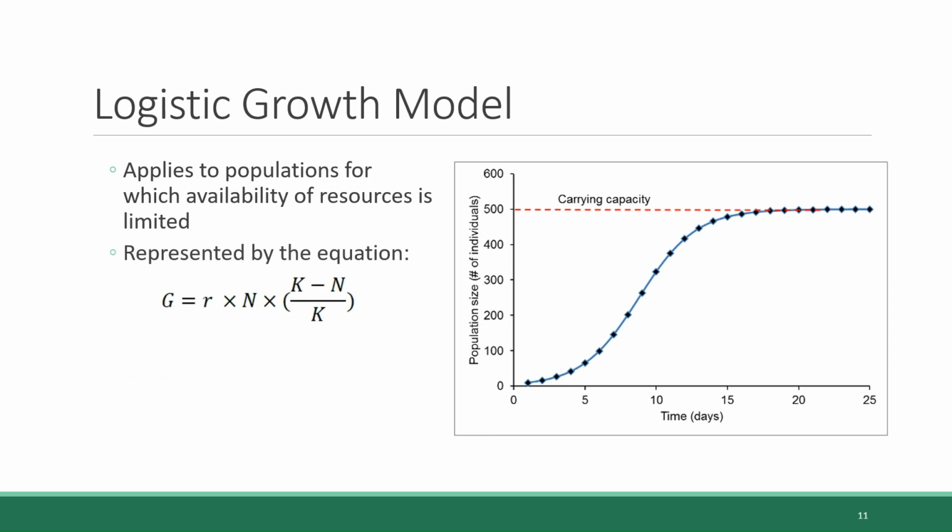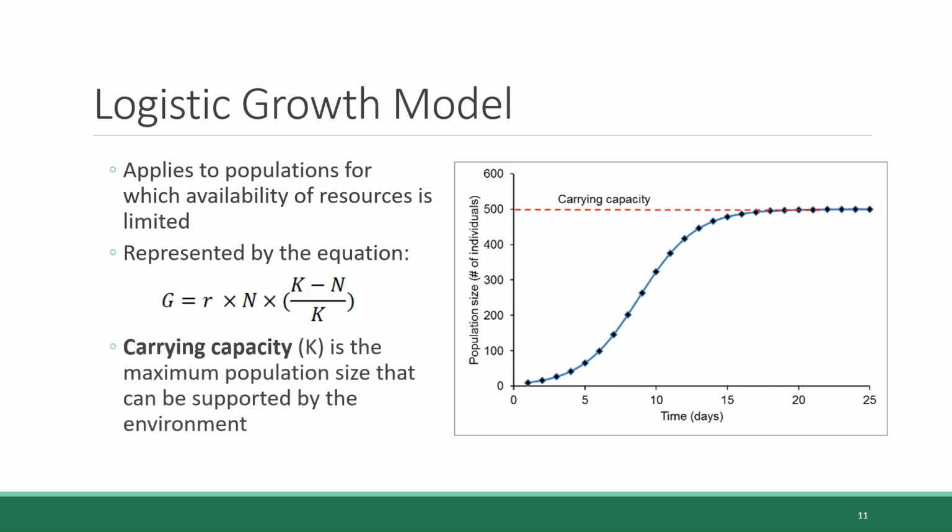The mathematical equation used to represent logistic growth is similar to the exponential growth equation, but a little more complex. You can see that the first part is the same, G equals R times N. But then there's another variable in here that is new and distinct, which is K. K represents something called carrying capacity. Carrying capacity is the maximum population size that can be supported by the environment.